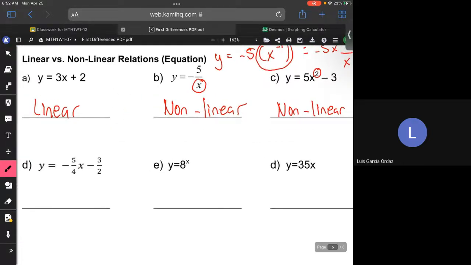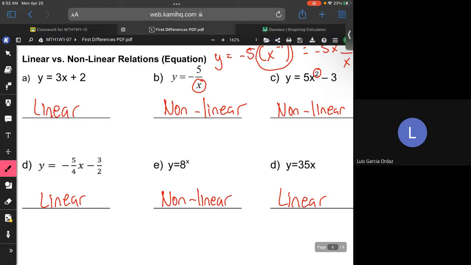So the next one, Miguel, is it linear or nonlinear? Is my x at the bottom? It's linear. Good job. Okay, the next one, y is equal to 8 to the power of x. Nonlinear, because my exponent is x. And the last one, y is equal to 35x. Linear, because it has an x. The reason why E is nonlinear is because my x is my exponent.